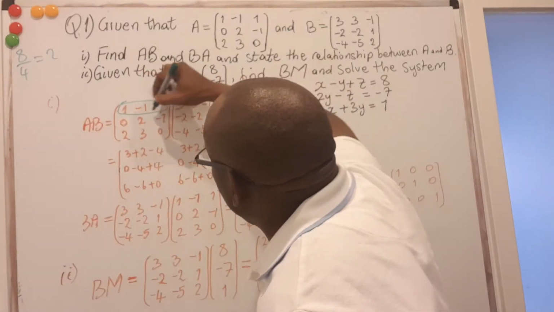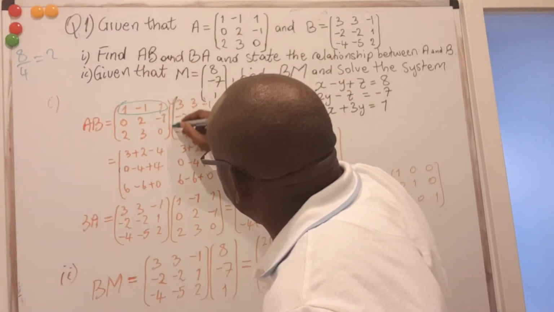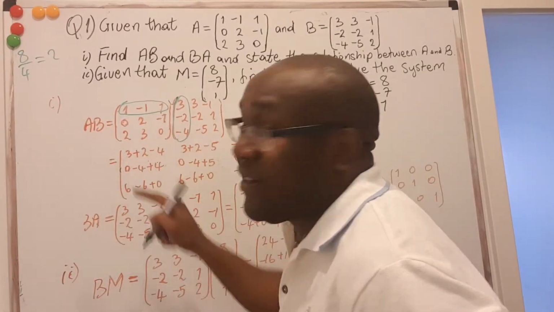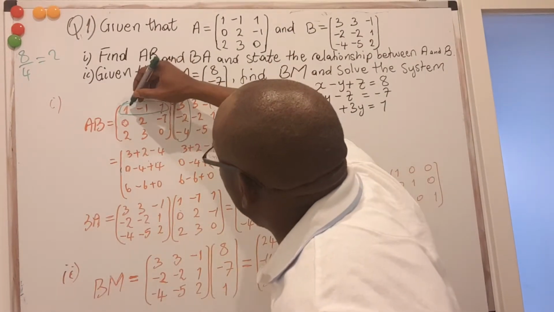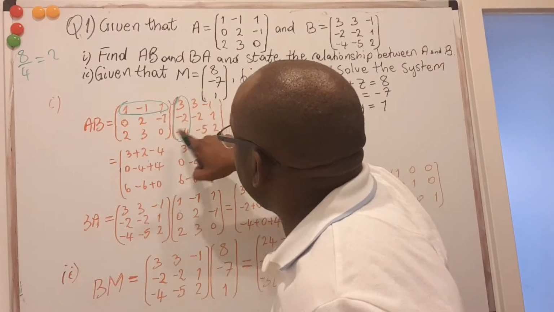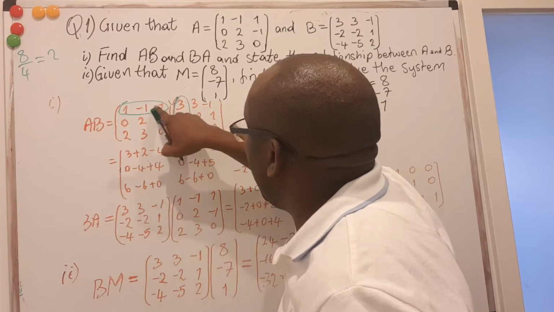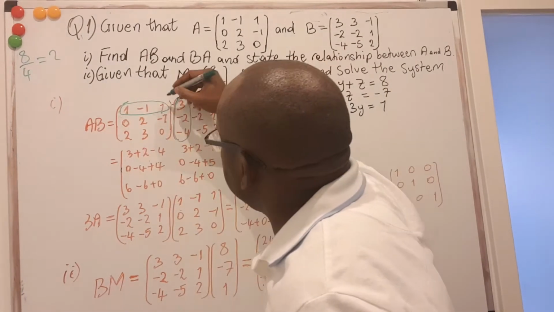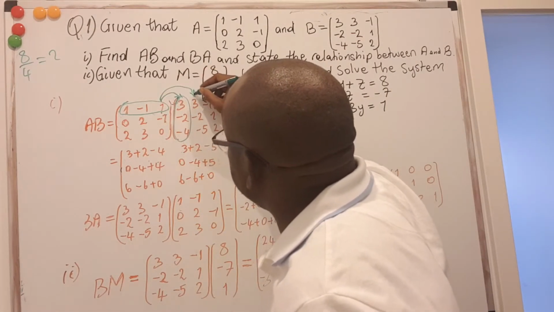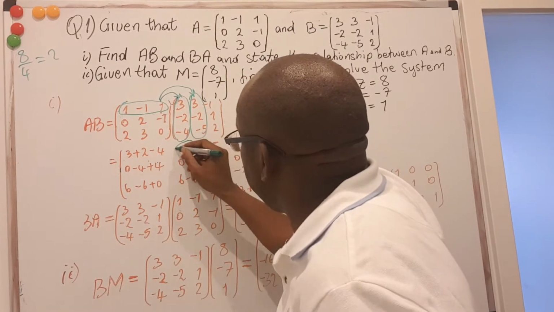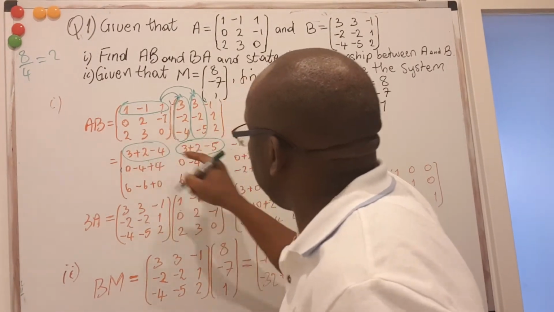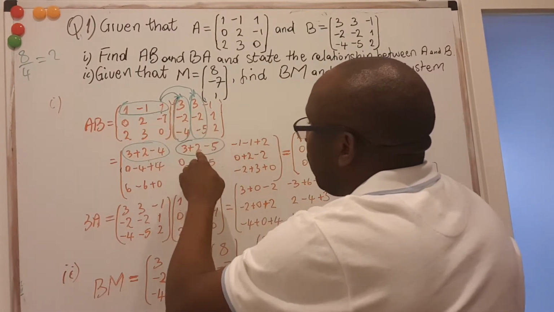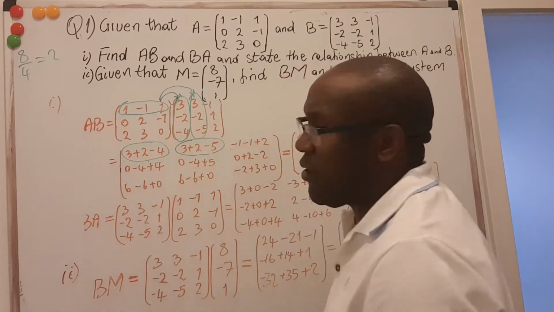When I take this row and multiply with this column, I get the first entry of my answer. So I take, for example, 1 times 3 is 3. Minus 1 times minus 2 is plus 2. 1 times minus 4 is minus 4. That's the first entry there. I take this, I multiply with the second one, and I get this part. So 1 times 3 is 3. Minus 1 times minus 2 is plus 2. 1 times minus 5 is minus 5.